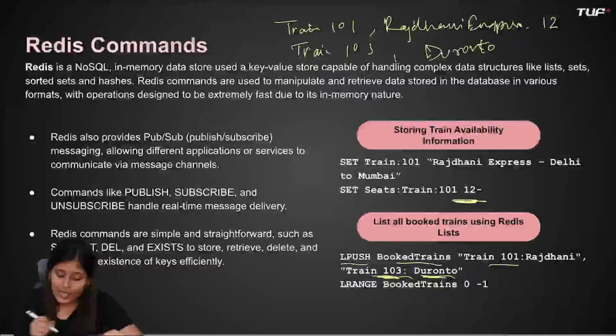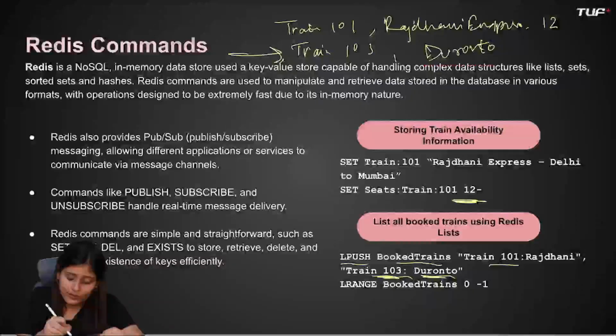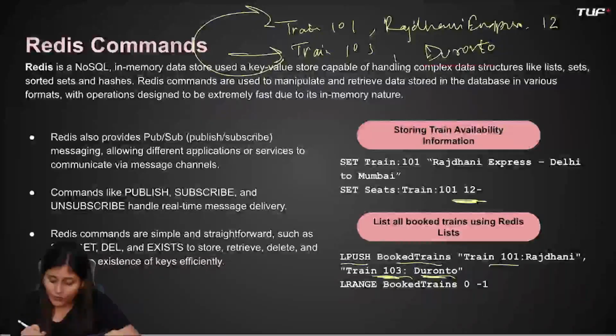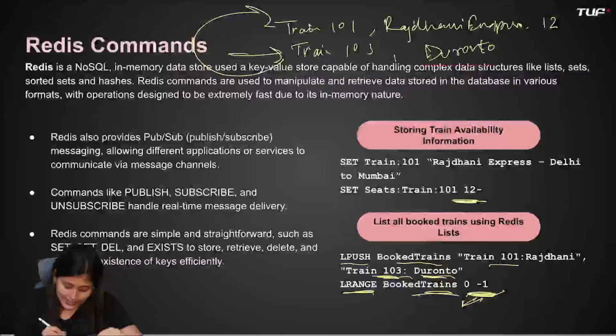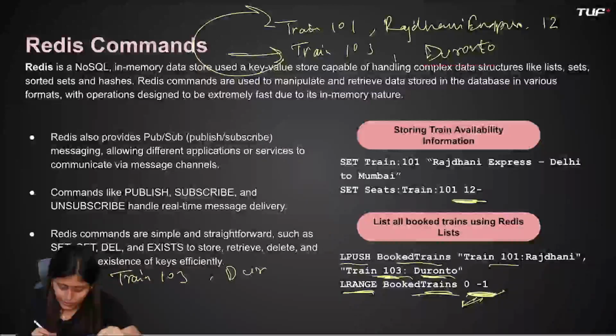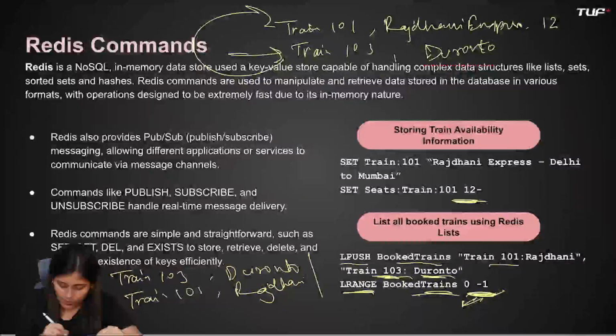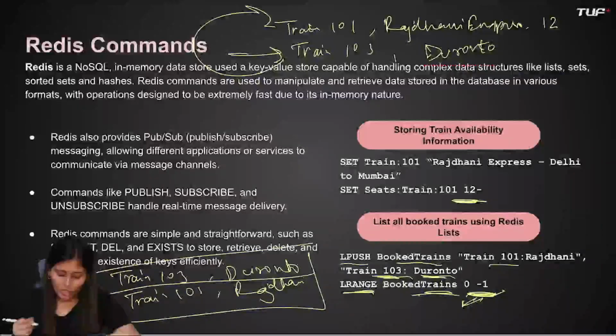So as it is L push, instead of this, it will go in the first line. Now we want to arrange booked trains from 0 to -1. So 0 means from starting and -1 till end. So at final, our data will look like train ID 103, because it was left push, right? So it will go up, Duranto, and train ID 101 Rajdhani. So this is how our final output will look like.